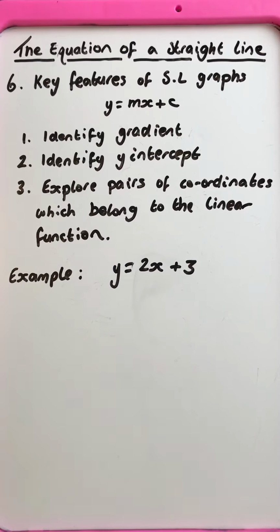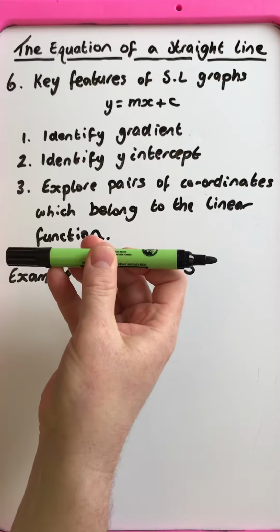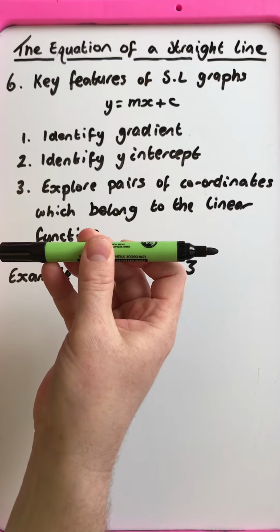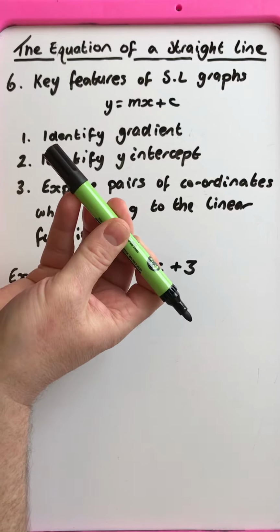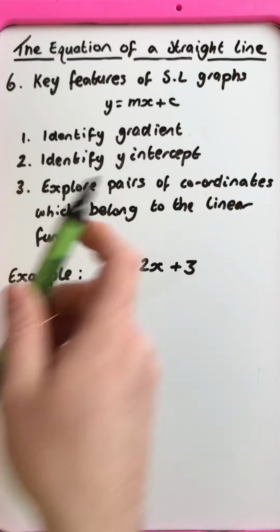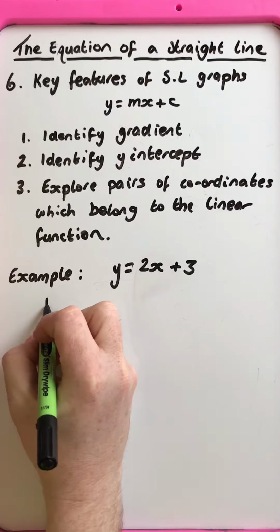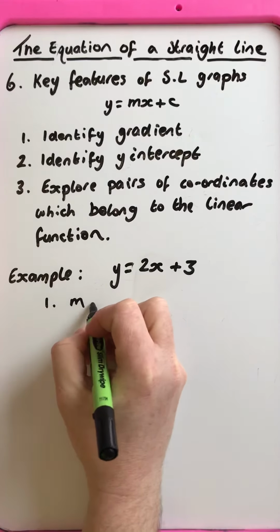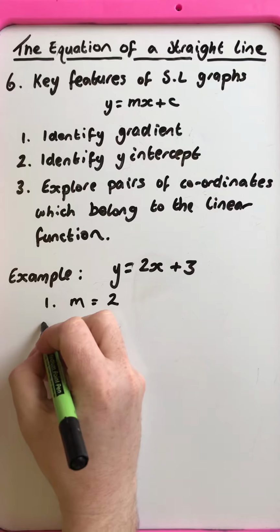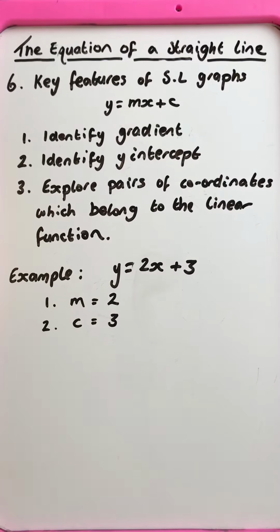The gradient is the steepness of the graph. Okay, so it can also have no steepness. We'll look at that in another video. It can have a negative gradient. It could have a positive gradient. So, answers then. The gradient here is equal to 2. The y-intercept is equal to 3.